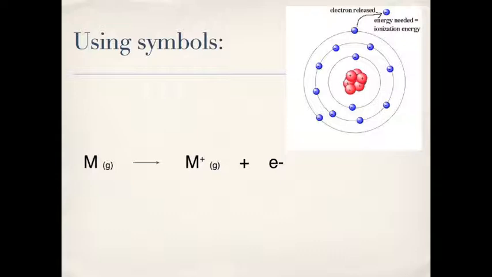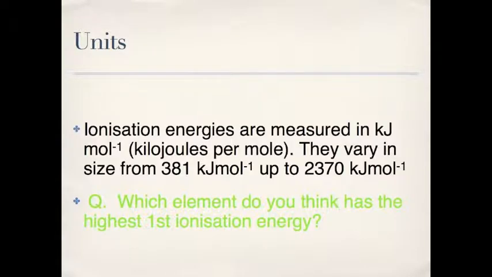Now this can be symbolically demonstrated by using M to represent the gaseous atoms. It then will lose its electrons to form the cations, the M+. Now, as with any measurement in chemistry, there would be units attached. The units for ionization energy is measured in kilojoules per mole. That's the amount of energy required to strip away a mole of electrons from a mole of gaseous atoms.